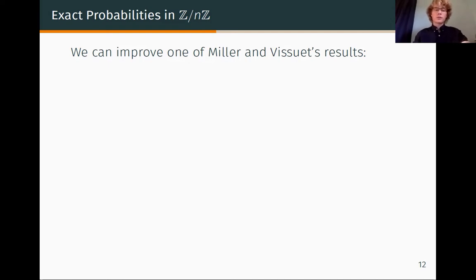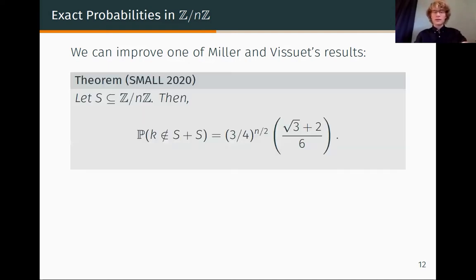To do this, we're going to start off by improving one of Miller and Visuit's asymptotic results to an exact result. What we're doing here is computing the constant for the probability that an element is not in the sum set of a set with itself. We knew before that it was asymptotically 3/4 to the n over 2, but now we know exactly how the growth is related to that. We have this constant here.